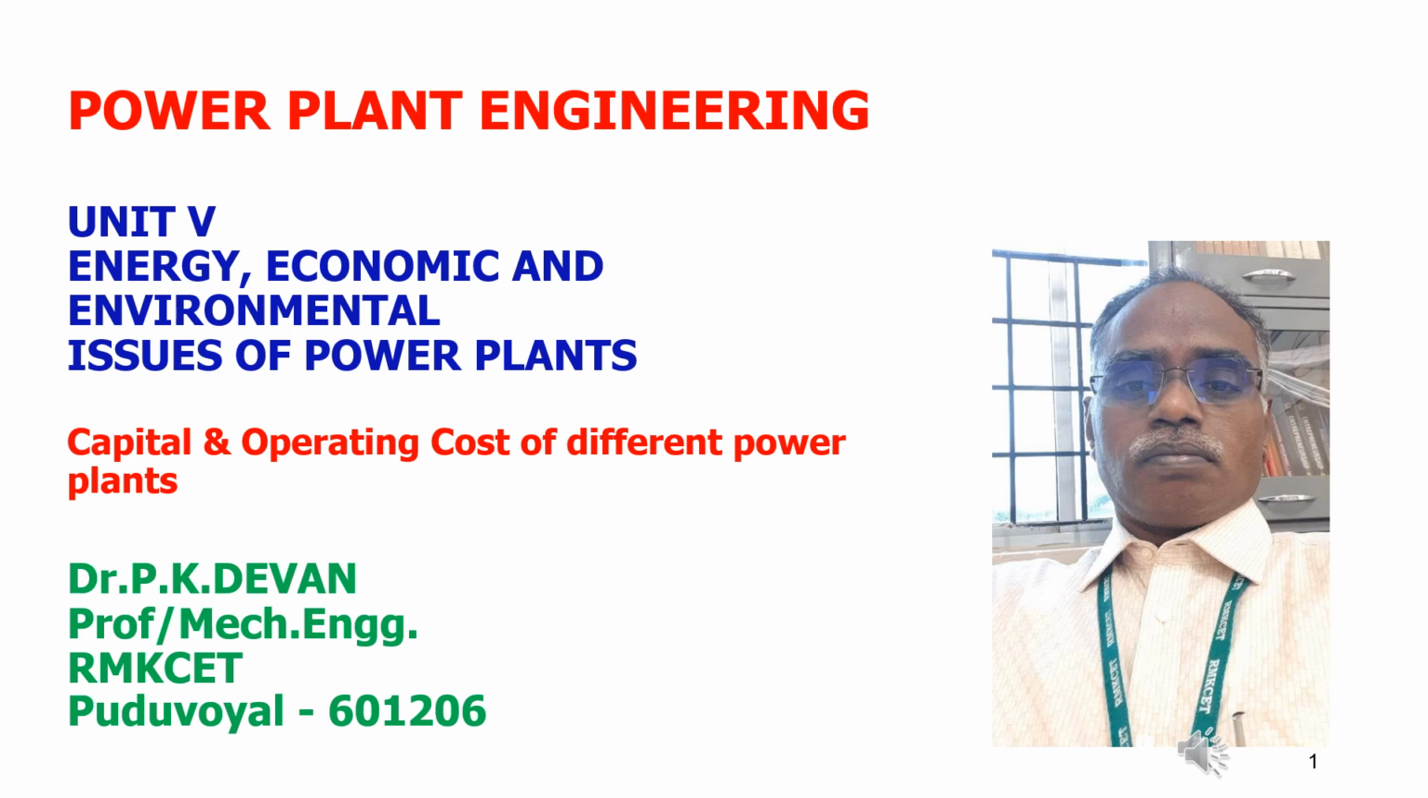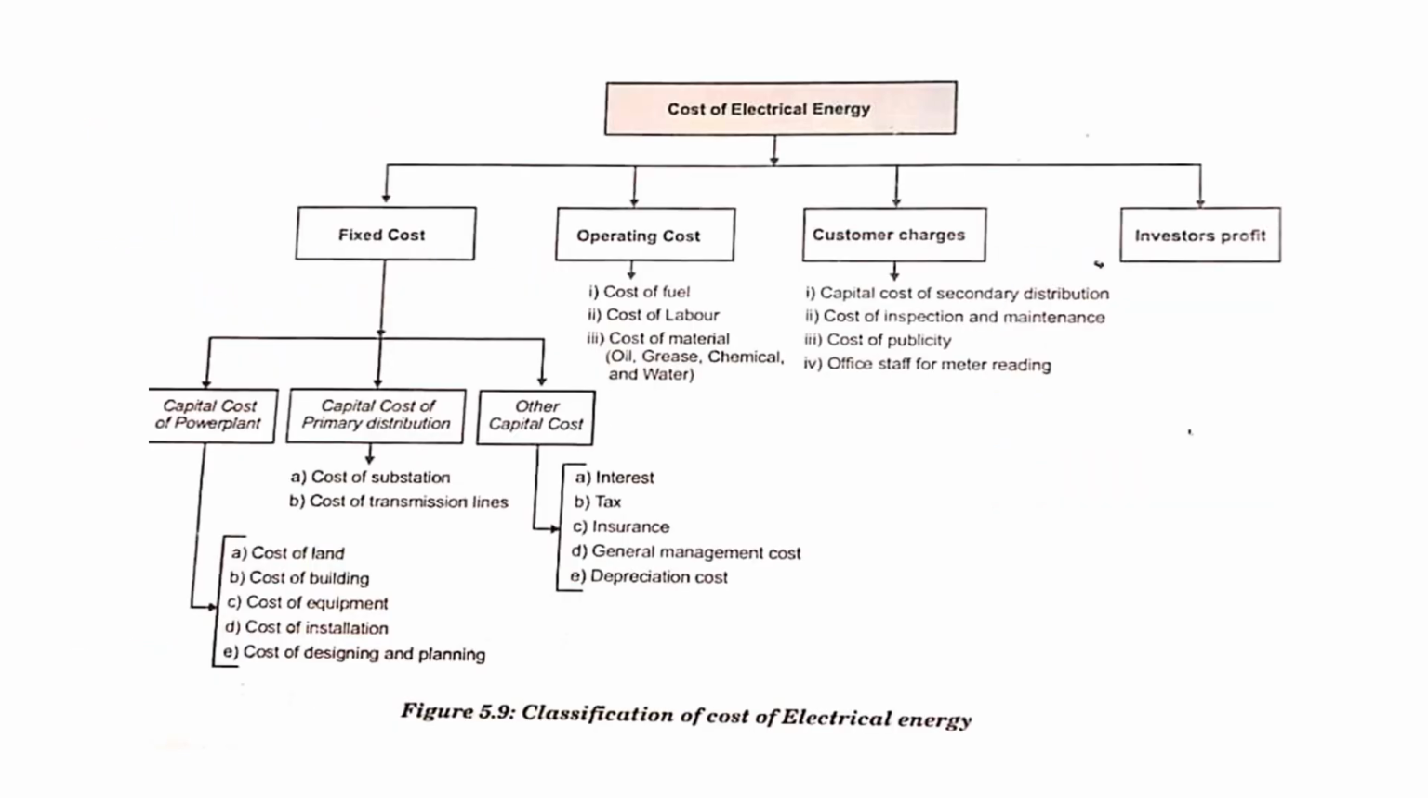General cost incurred for installing and operating the power plant. In the coming slides, we'll give you more idea about the cost involved in electrical energy generation. If you look at this chart, the cost of electrical energy divides into four categories: fixed cost, operating cost, customer charges, and investors' profit.